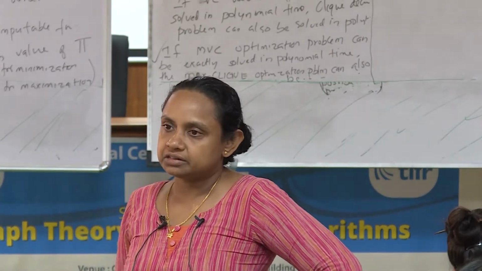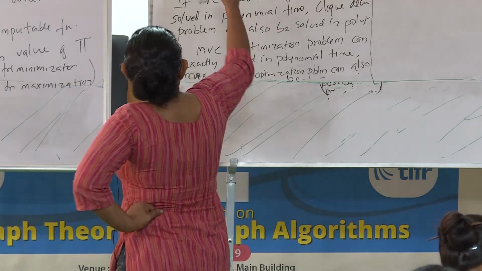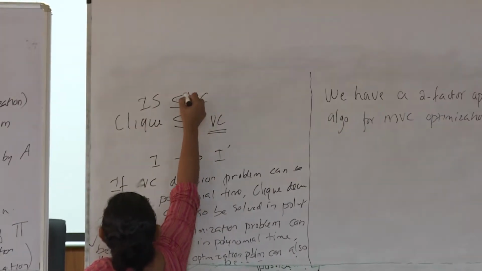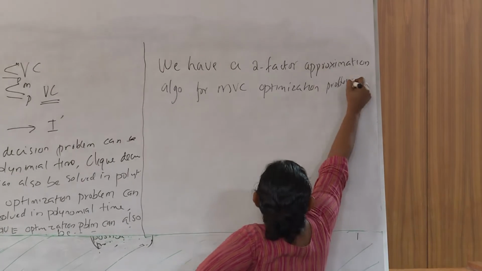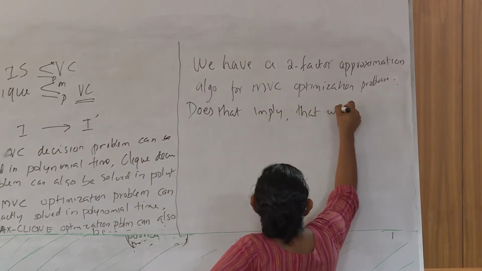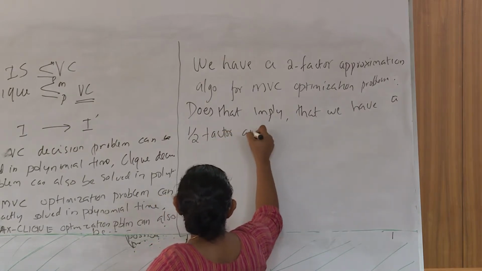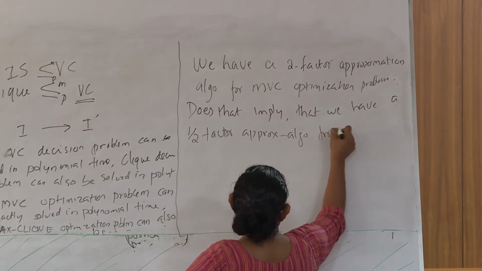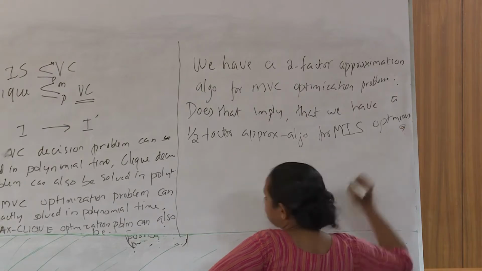I mean, all these reductions exist. From independent set also you can reduce to vertex cover. So independent set also will reduce to vertex cover. This is easier for me. We have this thing, then does that imply that we have a half factor for, say, the maximum independent set optimization? Just think about it.